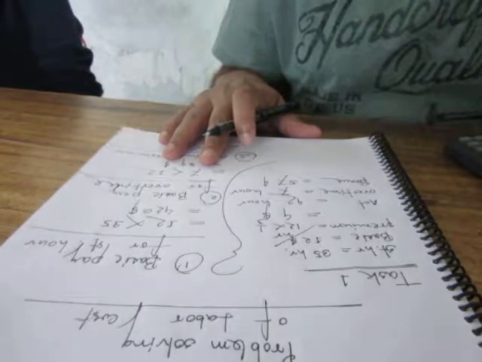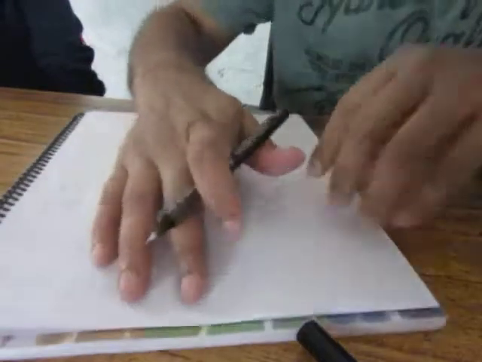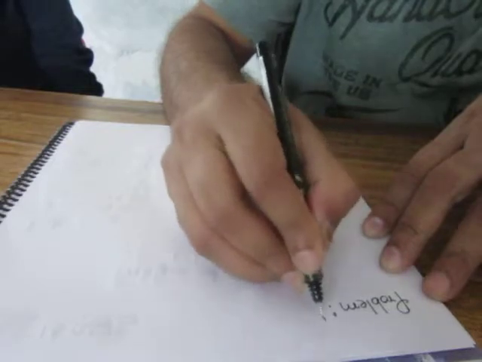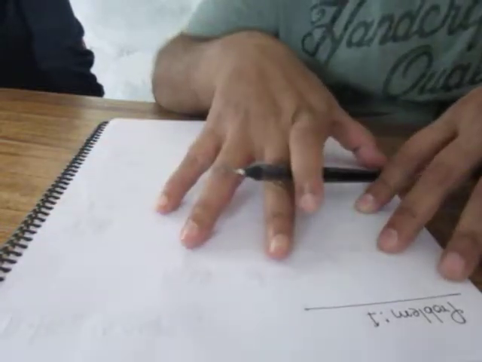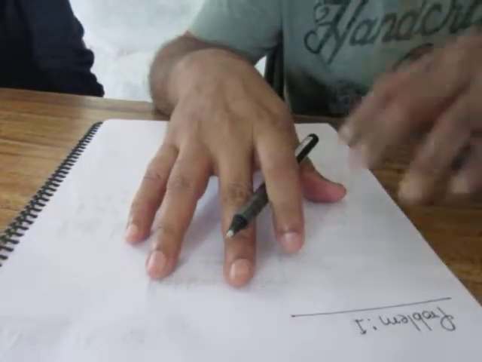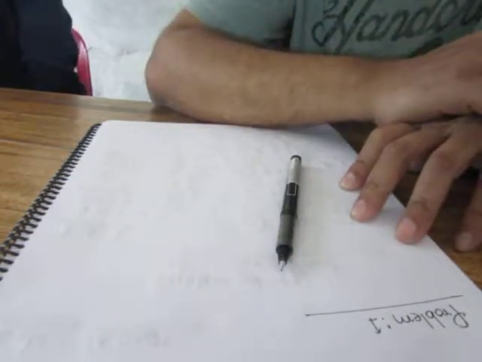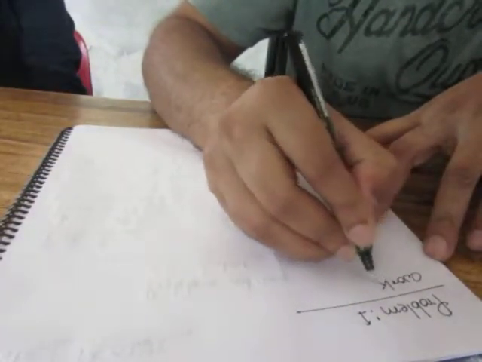Then look forward to problem 1. Problem 1. It is said that a company operates a factory which employed 40 direct workers. So workers number is 40.